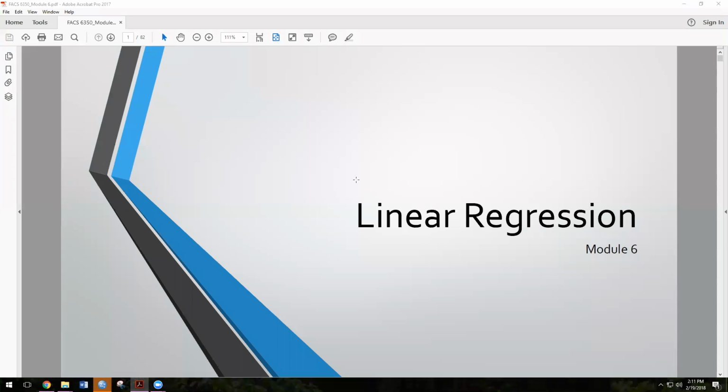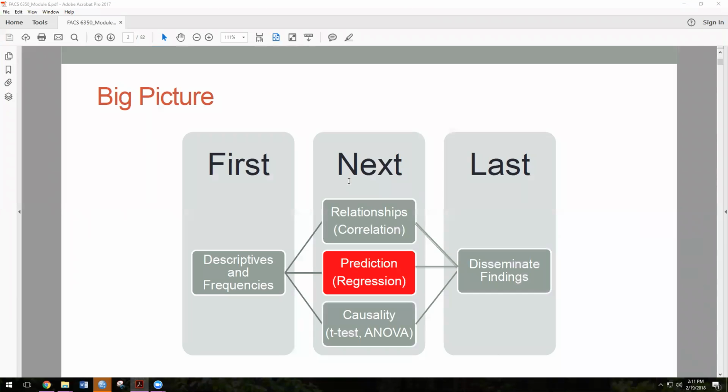Okay, so now with linear regression, we're in module 6, and so we're at the midpoint really of the things that we're going to capture as our statistics knowledge base. So we're in prediction, and so this is our way of using correlation. Correlation is really the backbone of regression, but now instead of just looking at a relationship, we're actually able to talk about the slope and the strength, the direction, and we can predict future outcomes based on the information that we currently have.